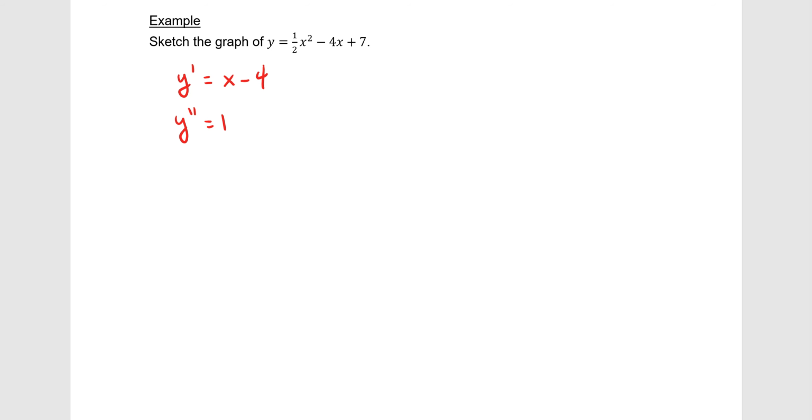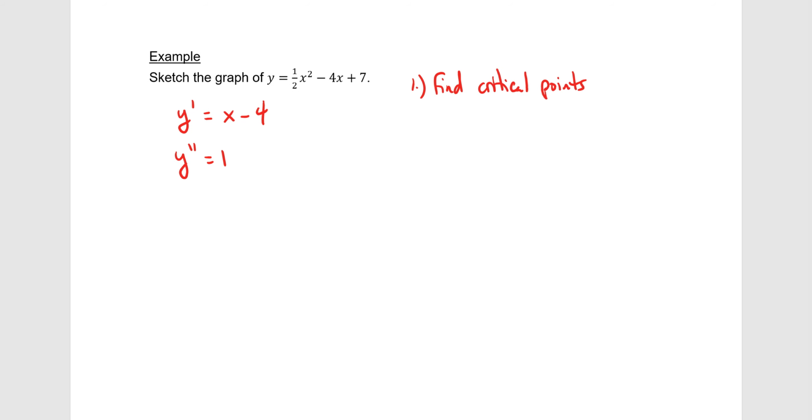Okay, so I'll put this as step 1. Step 1 is going to be find the critical points. And finding these critical points, we take the derivative and we set it equal to 0. So that's going to be x minus 4 equal to 0, and we get x equals 4. And this is where we have options now. We can either use the first derivative test or the second derivative test.